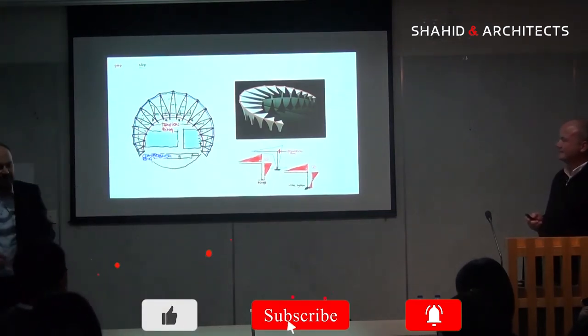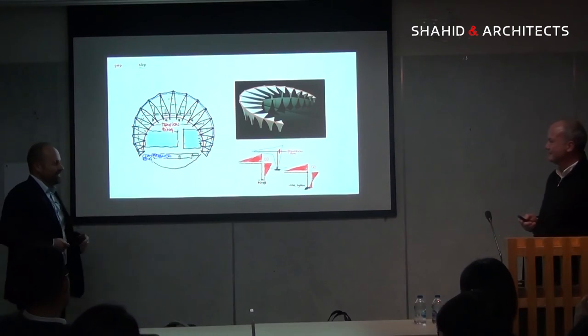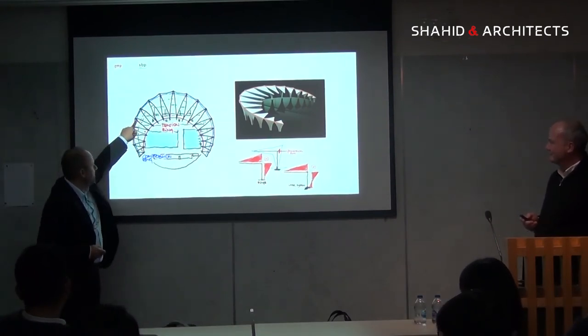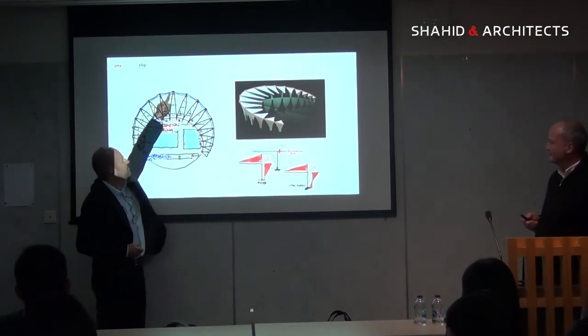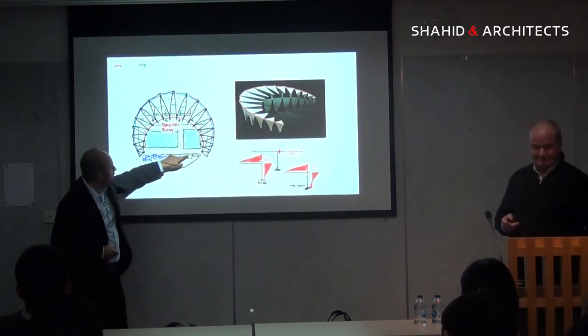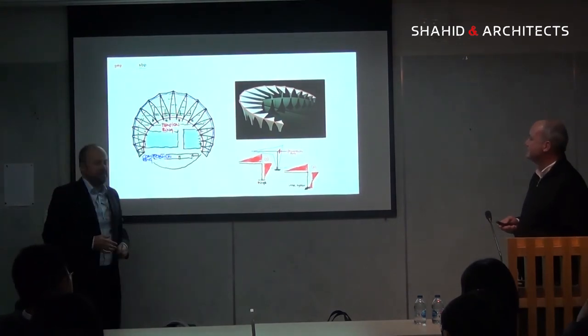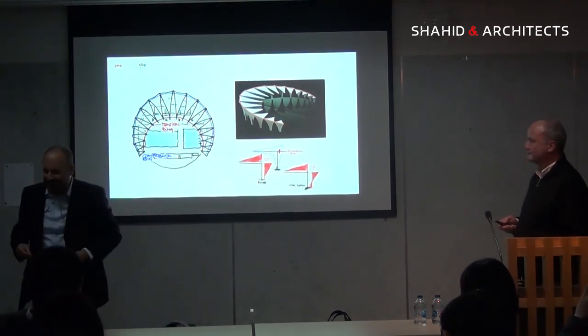But as you all know, sometimes it's a hard discussion to convince our authorities. Normally these elements help each other, because at the outer edge, even though it's not a cable system, you create a compression ring, and at the inner edge you create a tension ring as well. But the authorities did not believe in that.